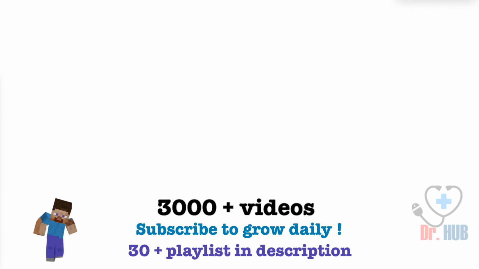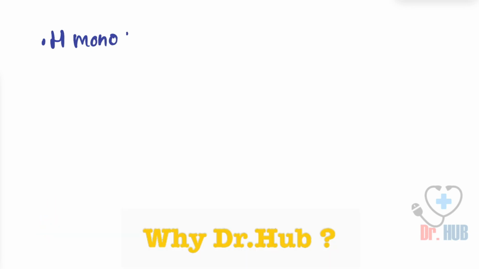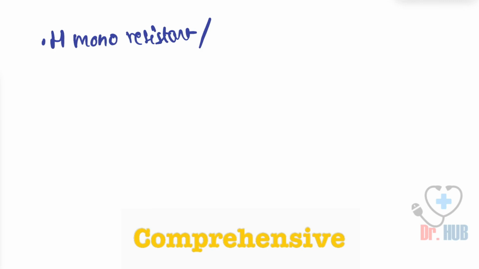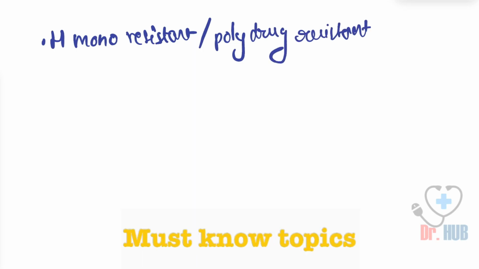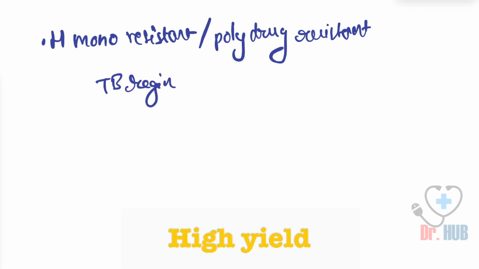To begin with, first we are looking at the H-mono resistant or the polydrug resistant TB regimen. So what does this include?